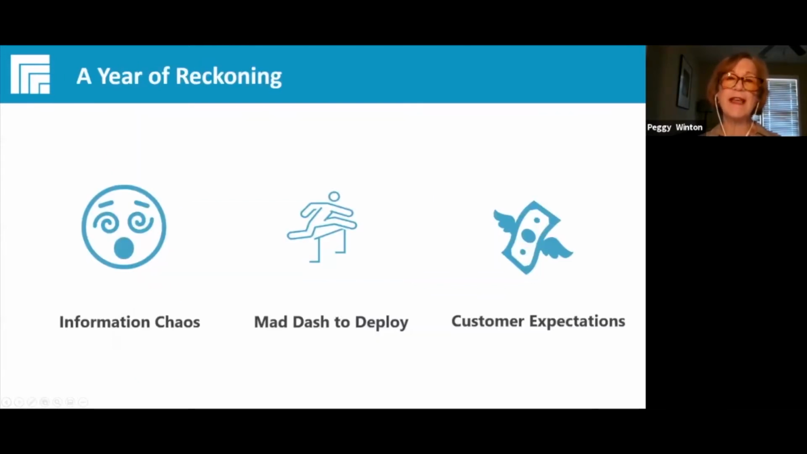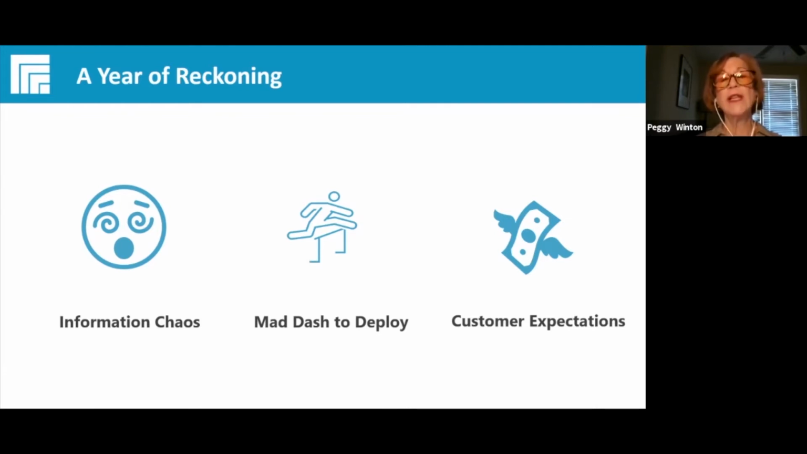The first is that the long-term trends that contribute to information chaos, and I know you feel it, those increasing volumes and varieties of all the information that's swirling around your organization, it's not going away and it's not getting better, it's accelerating.